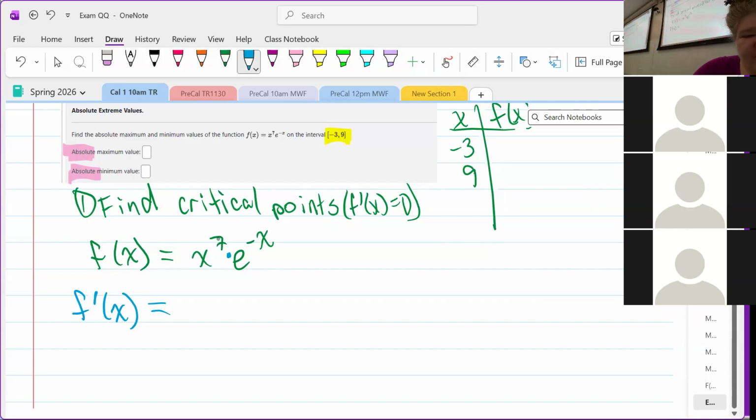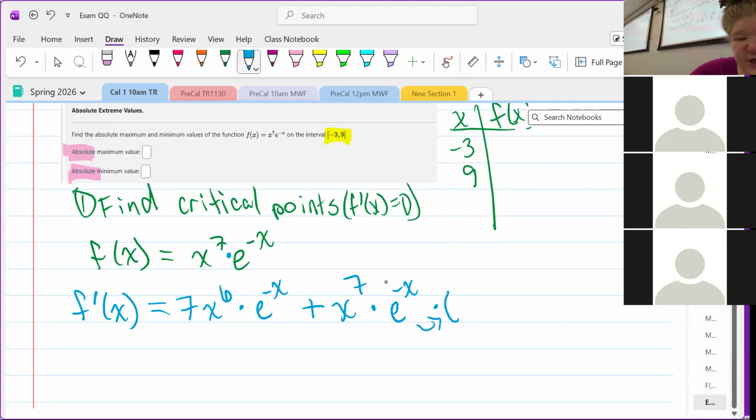So the derivative of the first one, the derivative of x to the seventh, becomes 7x to the sixth, times keep e to the negative x the same, plus now I keep x to the seventh the same times the derivative of e to the negative x. Well, the derivative of e to the negative x is lazy. It's e to the negative x, but then I get times the derivative of the power. The derivative of negative x is -1.